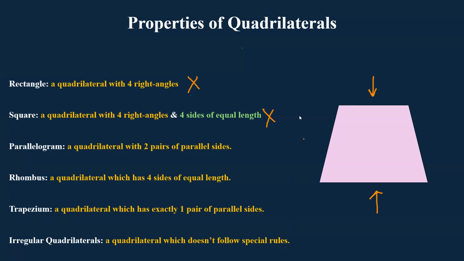Okay, Jacob W. Is this shape a parallelogram? It's not a parallelogram because on the definition it says a quadrilateral with two pairs of parallel sides. So let's check. It has one pair of parallel sides on the top and bottom, but on the left and right, if you draw a line that continues, you'll see that they eventually meet.